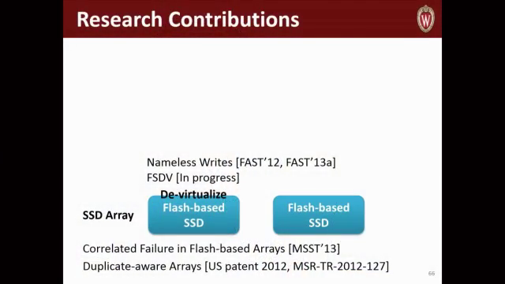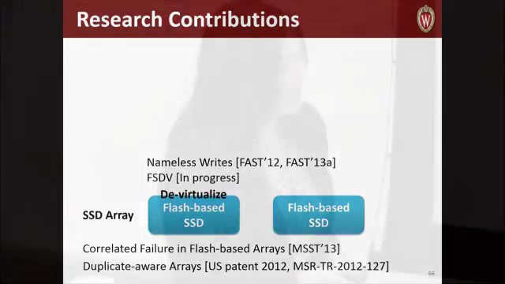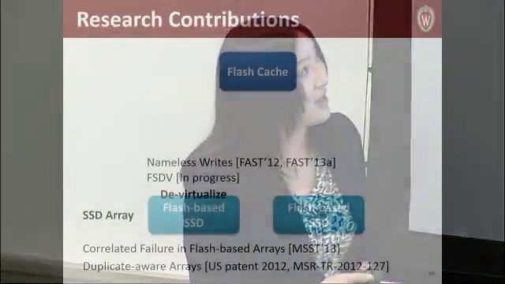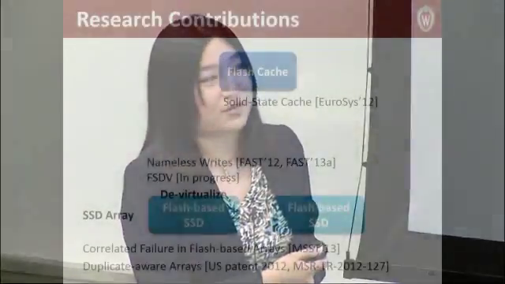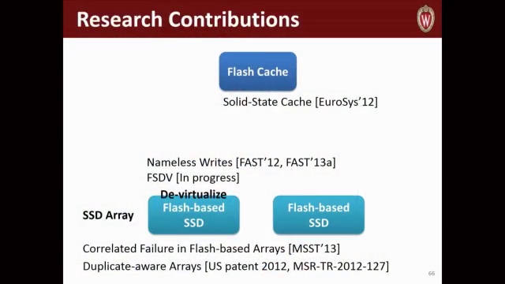Another work that I did when I was interning with Microsoft Research is duplicate-aware arrays, which use inherent duplication for availability and reliability. Also, flash can be used as a cache, so I helped with the project of solid-state cache. And there's also the problem of storage-level cache warm-up. When you have a large SSD cache, which can be hundreds of GBs, and you need to warm that up, on-demand warm-up doesn't work anymore. So I did some analysis of data and built some tools to make cache warm-up much faster.